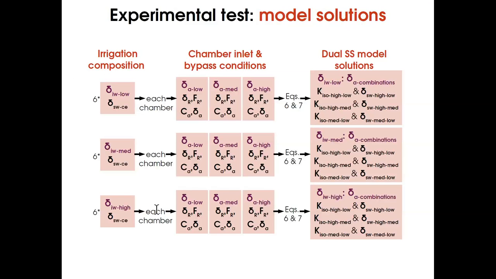This looks horrible, but it's super simple. This just summarizes what I've just said. We have three water treatments, each with six replicates. Each chamber is exposed to three different ambient compositions of CO2, where we measure fluxes in the ambient conditions. And then for each combination of these three gases, we calculate model solutions. So for delta A low and delta A med, we calculate their exchange rate and the composition of the water pool. The same for delta A medium and high, and high and low. This is just to see if our solutions are sensitive to the actual gases we're putting in.